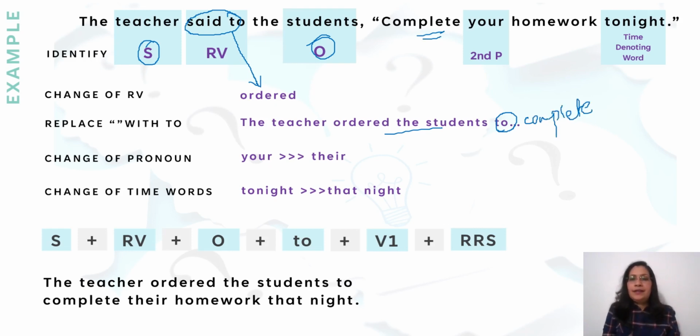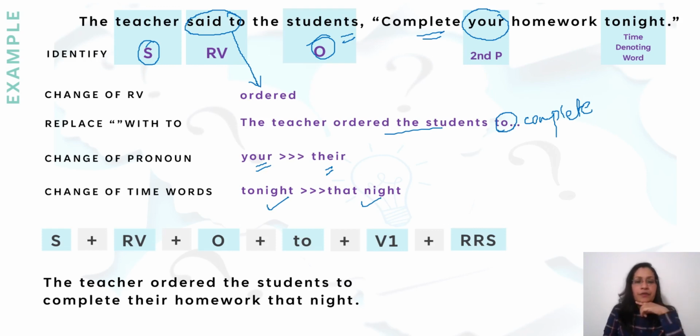And next step is the change of the pronoun. So what is the pronoun here? Used here is your. Since it is in second person, it has to go according to the object. What we know from our SON formula. So your changes to their. Tonight, which is a time denoting word, changes into that night.